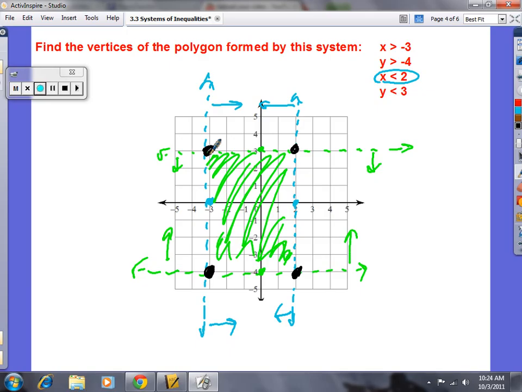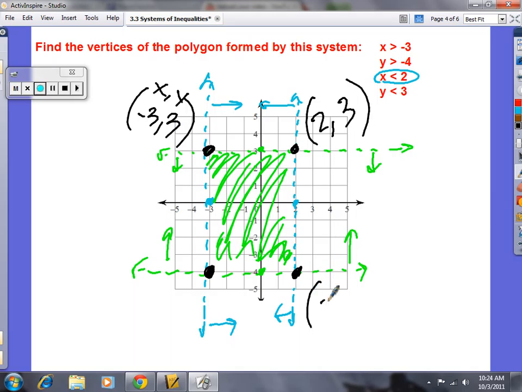The vertices right here. To get to this dot, give me the ordered pair. It is over 2, up 3. The xy for this vertex is left 3, up 3. And the bottom right corner, we go over 2, down 4. And the bottom left, we go left 3, down 4.